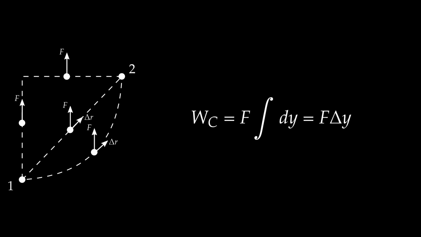Conservative forces have potential energies associated with them because the work done by that force depends only on position and no other quantity. For example, it doesn't depend on velocity. If it depended on velocity, it would be conflated with kinetic energy. It's independent of kinetic energy. It's a kind of energy that depends only on the configuration of the system and no other.